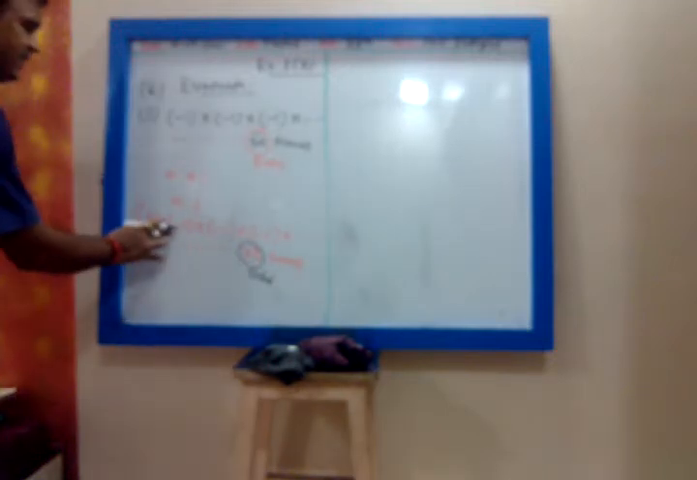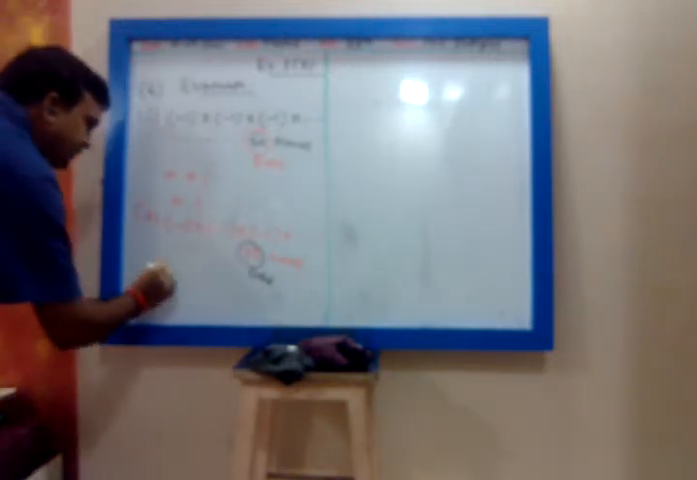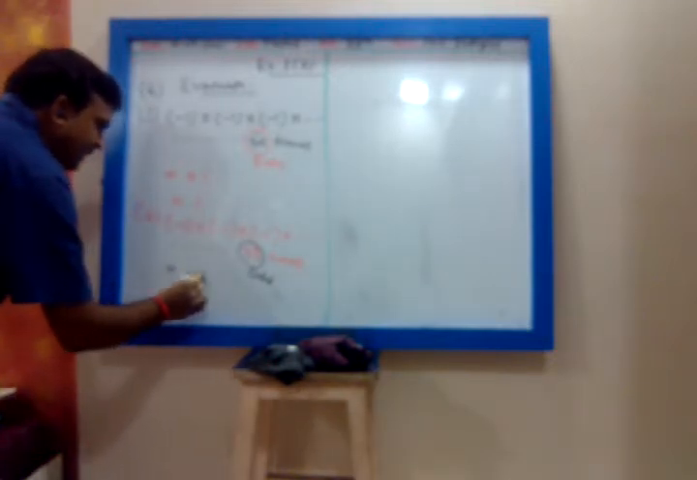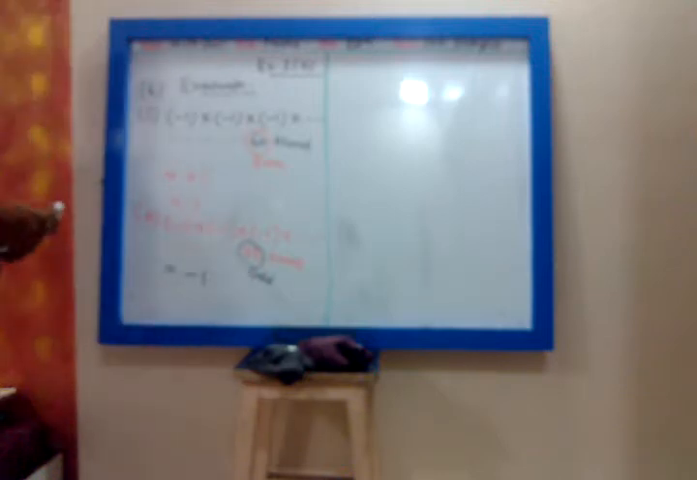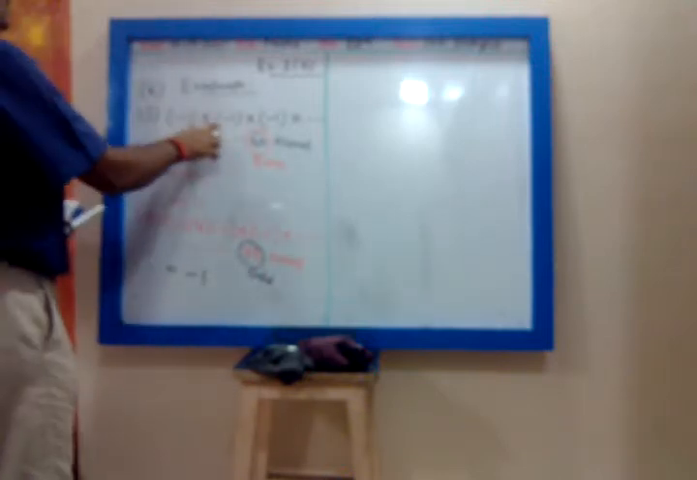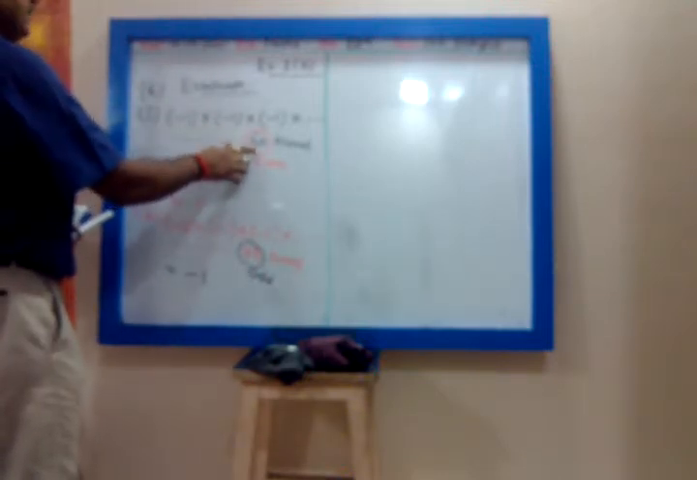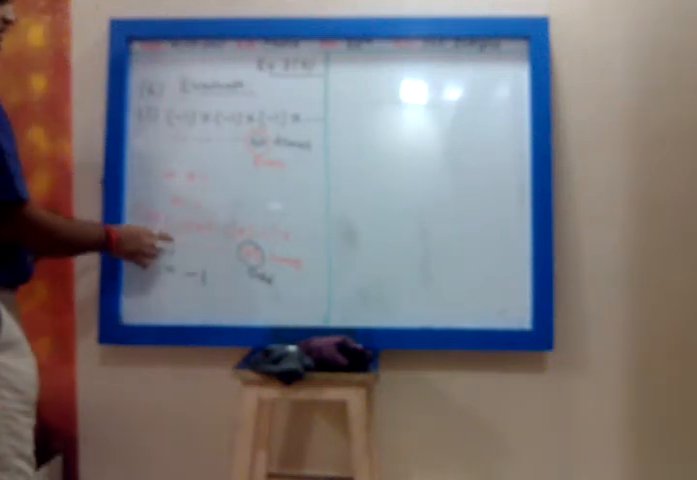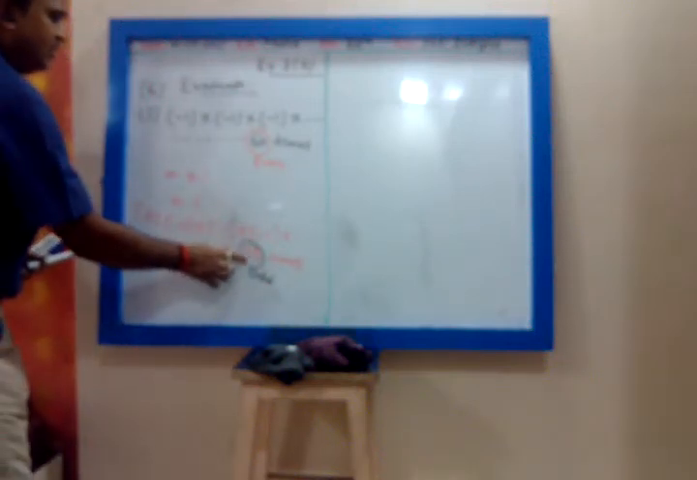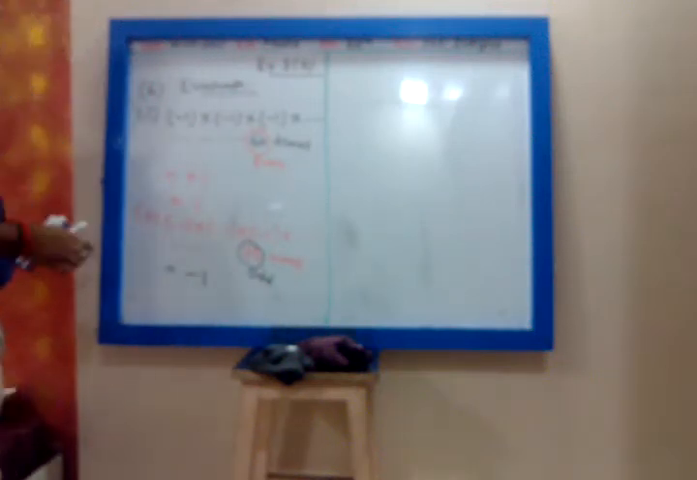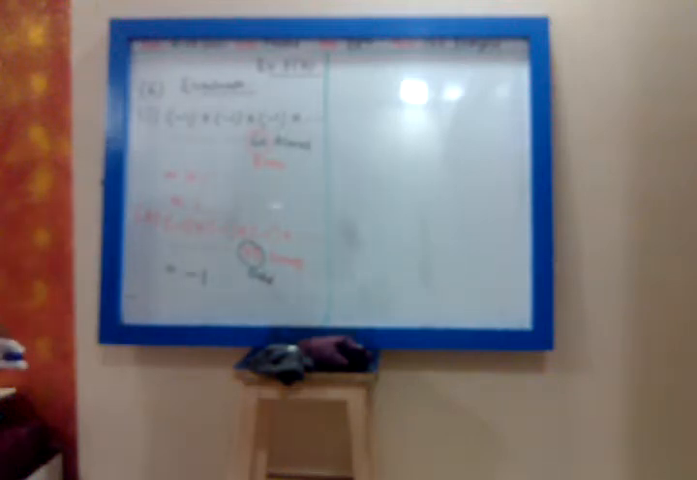So whenever minus sign is multiplied odd number of times, the answer is minus 1. Whenever minus sign is multiplied even number of times, as with 60 times, the answer is plus 1 or 1. Whenever minus sign is multiplied odd number of times, the answer is minus 1. 75 is an odd number, so the answer will be minus 1.